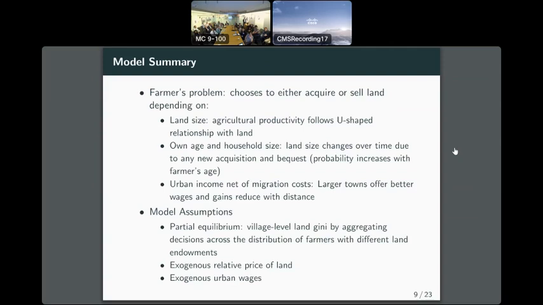And then for the model assumptions, I want to just caveat that this is a partial equilibrium model that we look at. We're not allowing prices to change or urban wages to change, because we want to see what happens in equilibrium at the farmer level when the farmer has to decide based on the urban opportunity, and then when you integrate over all the farmers within that village. So we take price of land and urban wages to be exogenous. So it's not going to be looking at the whole general equilibrium implication of it.